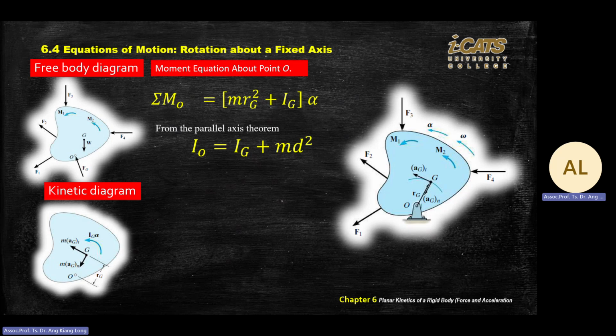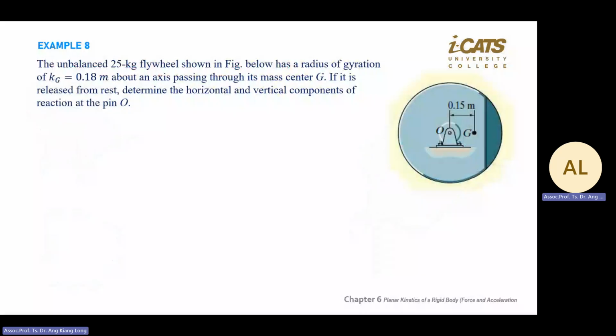It's the same equation. So every time in the rigid body, you need to find the I first. Then look at where your interest point O and the center of mass G are. If they're on the same spot, then your D is 0. Okay, let's see this question.